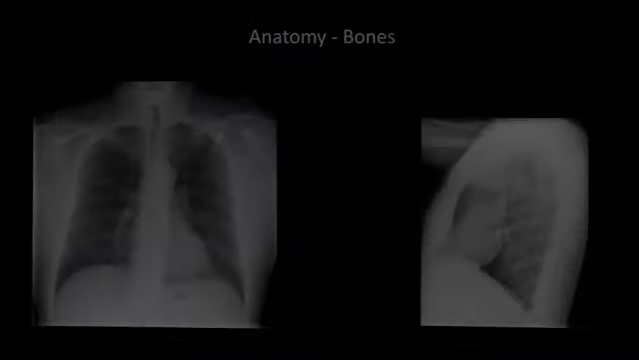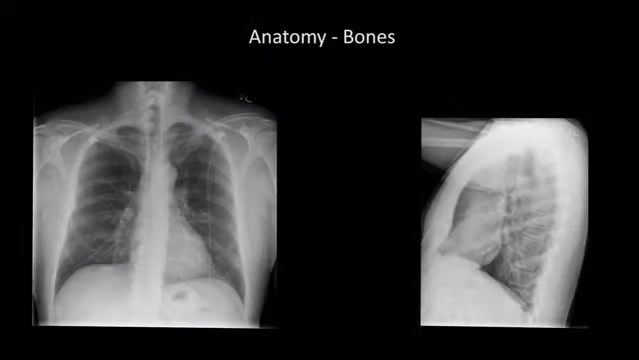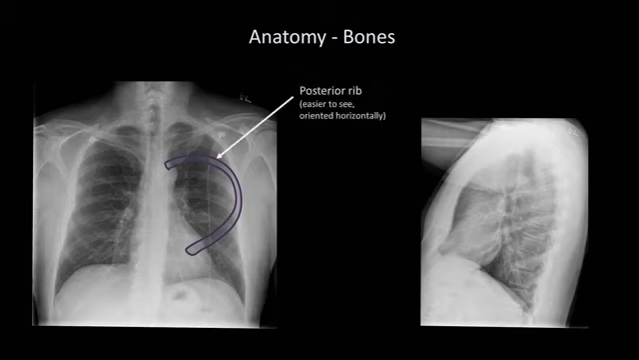The next set of structures is the bones. There are 4 types of bones easily visualized on a PA and lateral X-ray set. First is this structure, which, as you probably know or could guess, is a rib. There are 2 radiographic components of the rib on the PA film. The posterior rib, which is easier to see and is oriented horizontally, and the anterior rib, which is harder to see and oriented at a 45-degree angle.